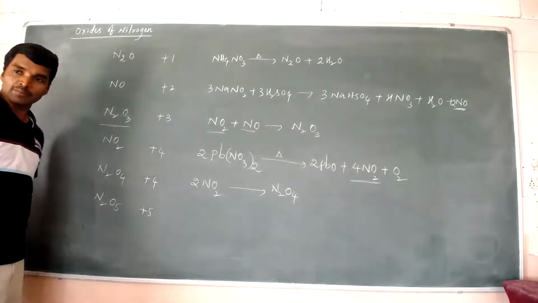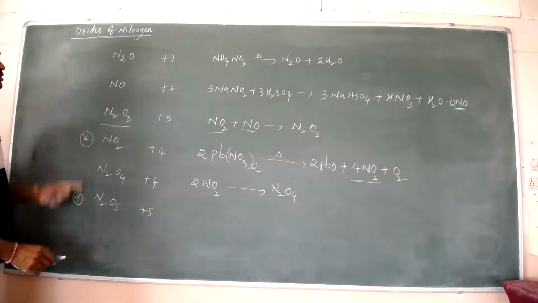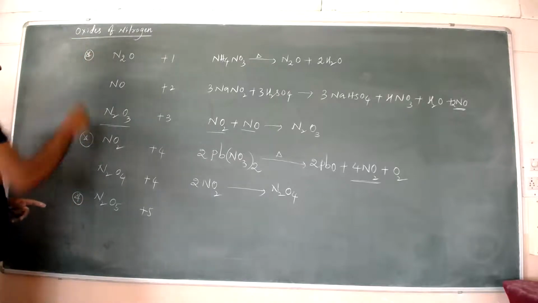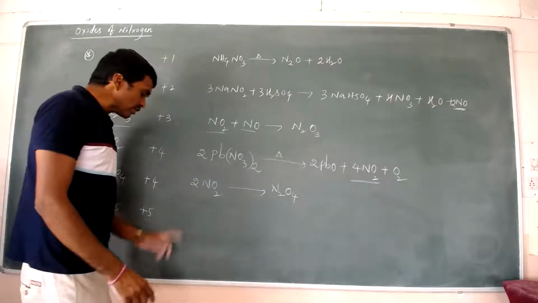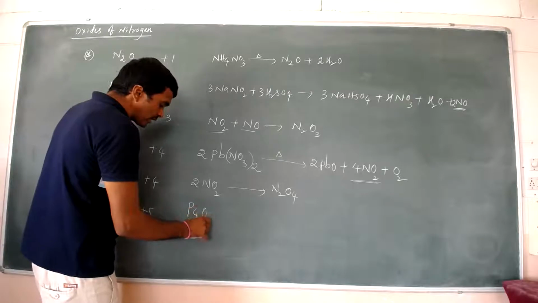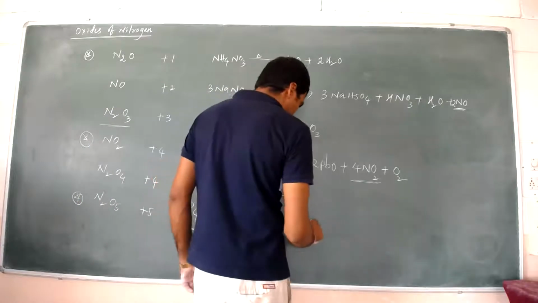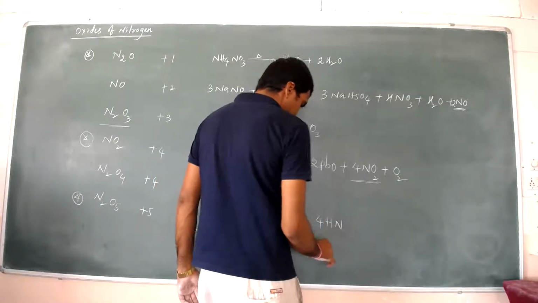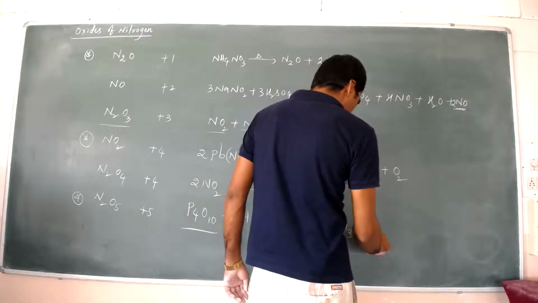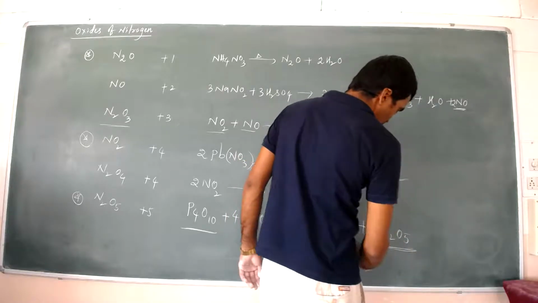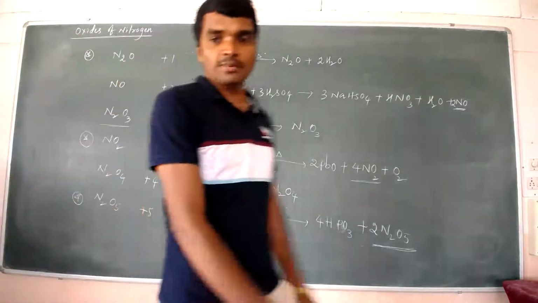And N2O5, how can we prepare it? This is important to see. The preparation of NO2 and the preparation of N2O5, these two are very important. How can you prepare it? P4O10, phosphorus pentoxide, reacts with 4 moles of nitric acid, forming 4 moles of HPO3 plus 2 moles of N2O5. Nitrogen pentoxide it will be. So these are the preparations.